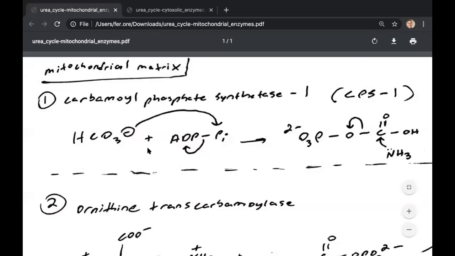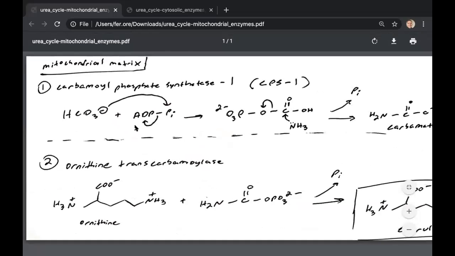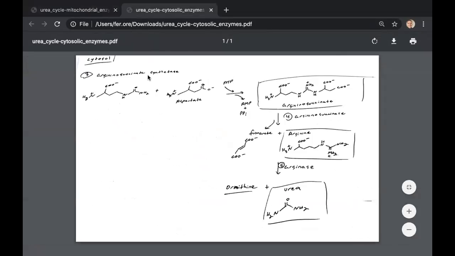As I had mentioned in the previous video, the urea cycle takes place exclusively in the liver, so in the liver cells, the hepatocytes. And within the hepatocytes, the urea cycle is accomplished through 5 enzymatic steps. The first 2 enzymatic steps occur in the mitochondrial matrix, and the last 3 steps occur in the cytosol.